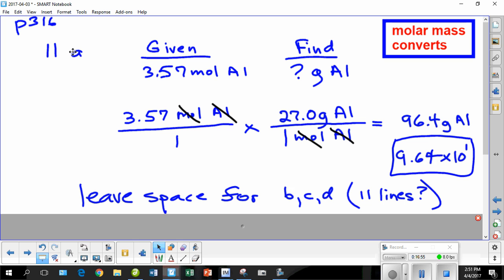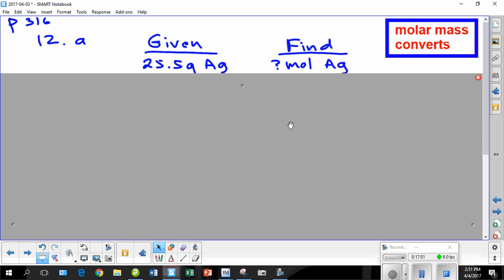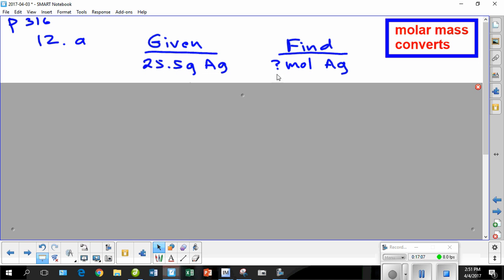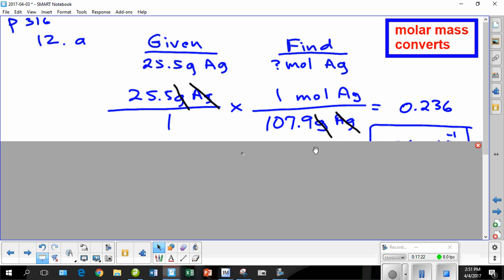Okay, this is one of 3 problems that are all pretty much the same. Different numbers, that's all. Okay, here's 12A. And there's going to be 4 of these problems where we're taking grams to moles. And the molar mass is what does the conversion. So we look up silver. Silver is number 47 on the periodic chart.